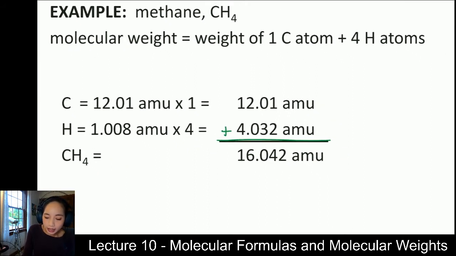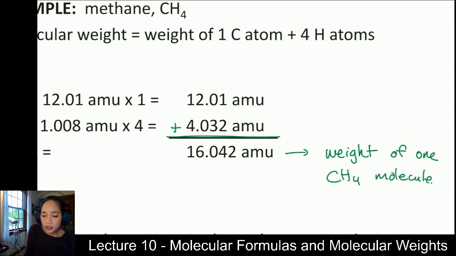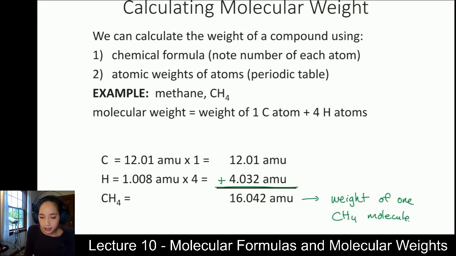So this weight is the weight of one methane molecule, one CH4 molecule. So when I say molecular weight, what I'm talking about is the weight of one molecule.